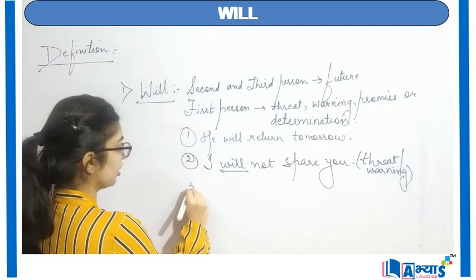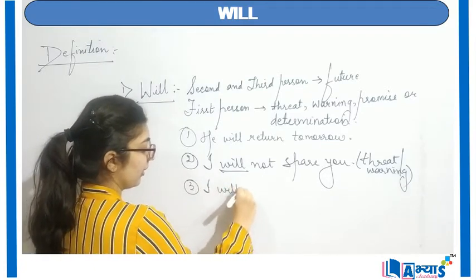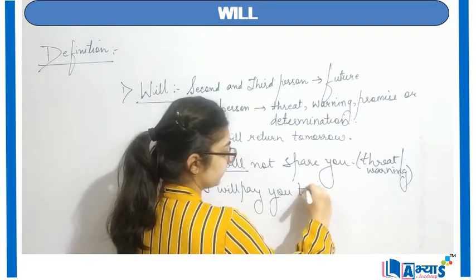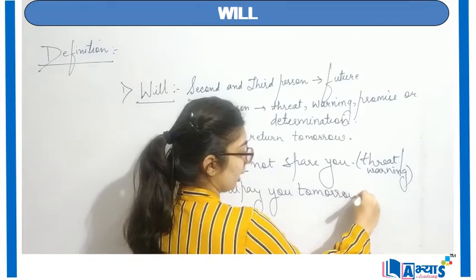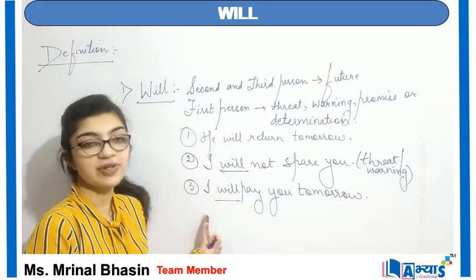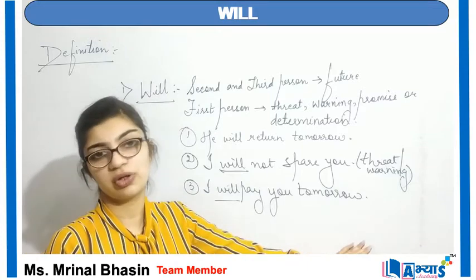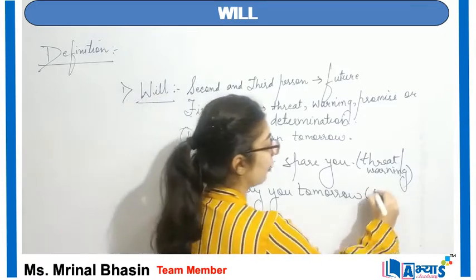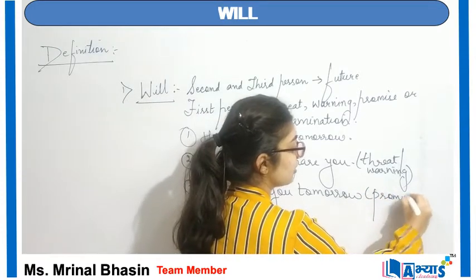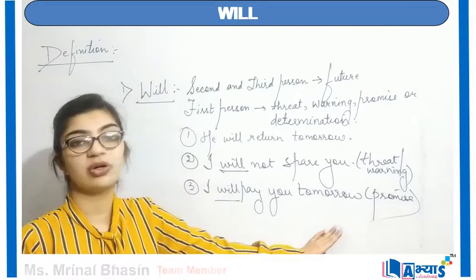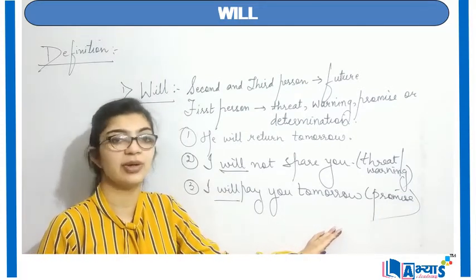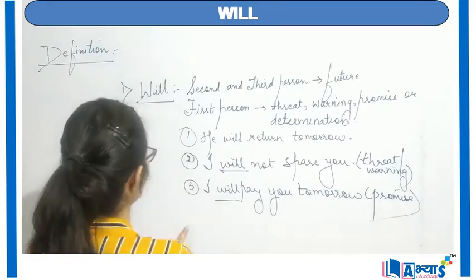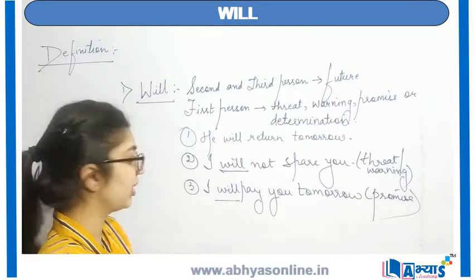Another example is, I will pay you tomorrow. Now over here, will is for the first person, and I will pay you tomorrow is like a promise, right? So this sentence indicates a promise made by the first person. I will pay you tomorrow. He is giving his word, or she is giving her word, that she will pay definitely by tomorrow. So this was the usage of will in the first place.